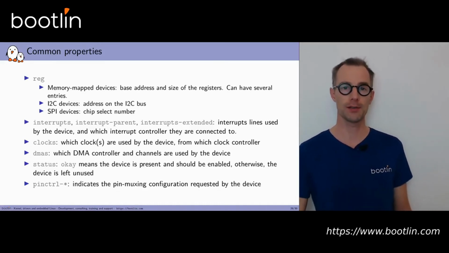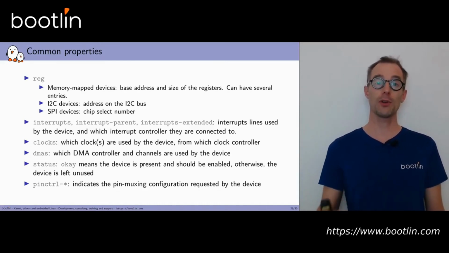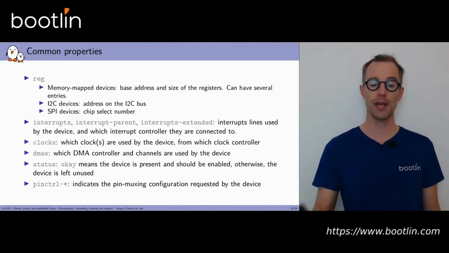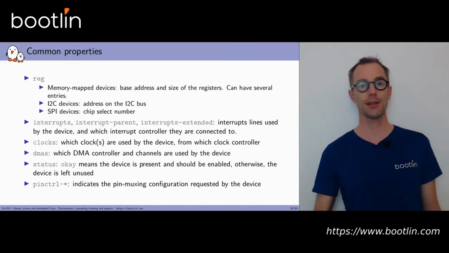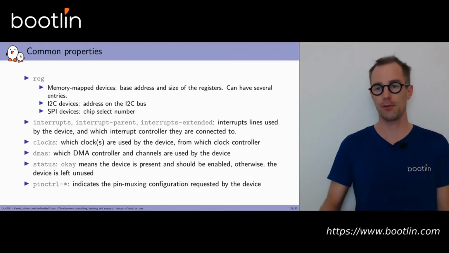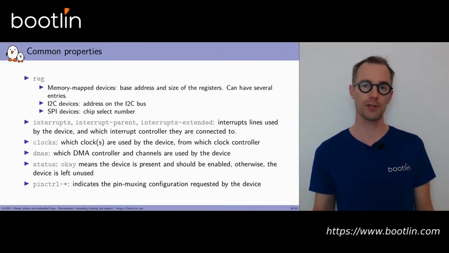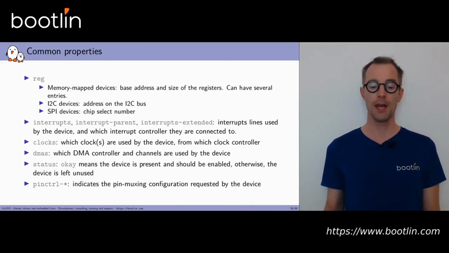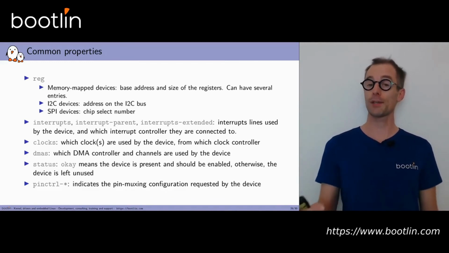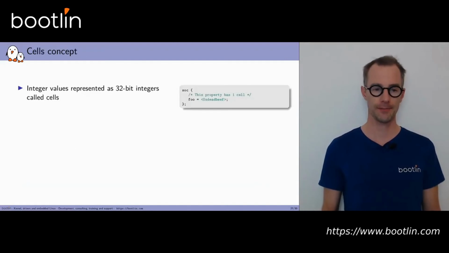Status, that we have already mentioned before, indicates whether the device should really be enabled or not by the system. So a status of OK means that the device is present and should be enabled by the operating system. Any other value would leave the device unused, almost as if it was not even described in the device tree. There are also pin control properties that describe the pin muxing requested by that device.